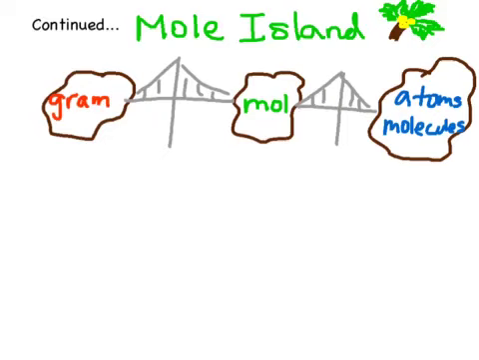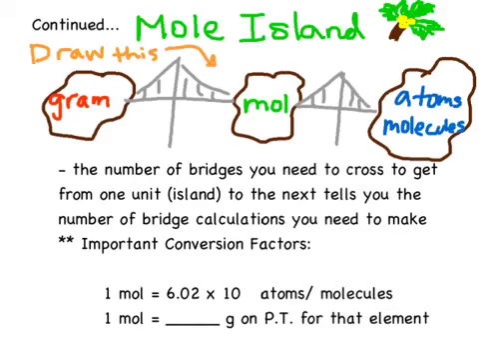I'm going to give you a few little rules, and then we're going to go over a couple of examples together. All right, so in this schematic, the number of bridges you need to cross to get from one unit or island to the next. So for example, if you want to go from grams to moles, you just cross 1 bridge. Or if you have to convert from grams all the way to atoms, you have to cross 2 bridges, because you see that there's actually not one bridge that goes straight from grams to atoms. So the number of bridges you need to cross tells you the number of bridge calculations you're going to make in your calculation.